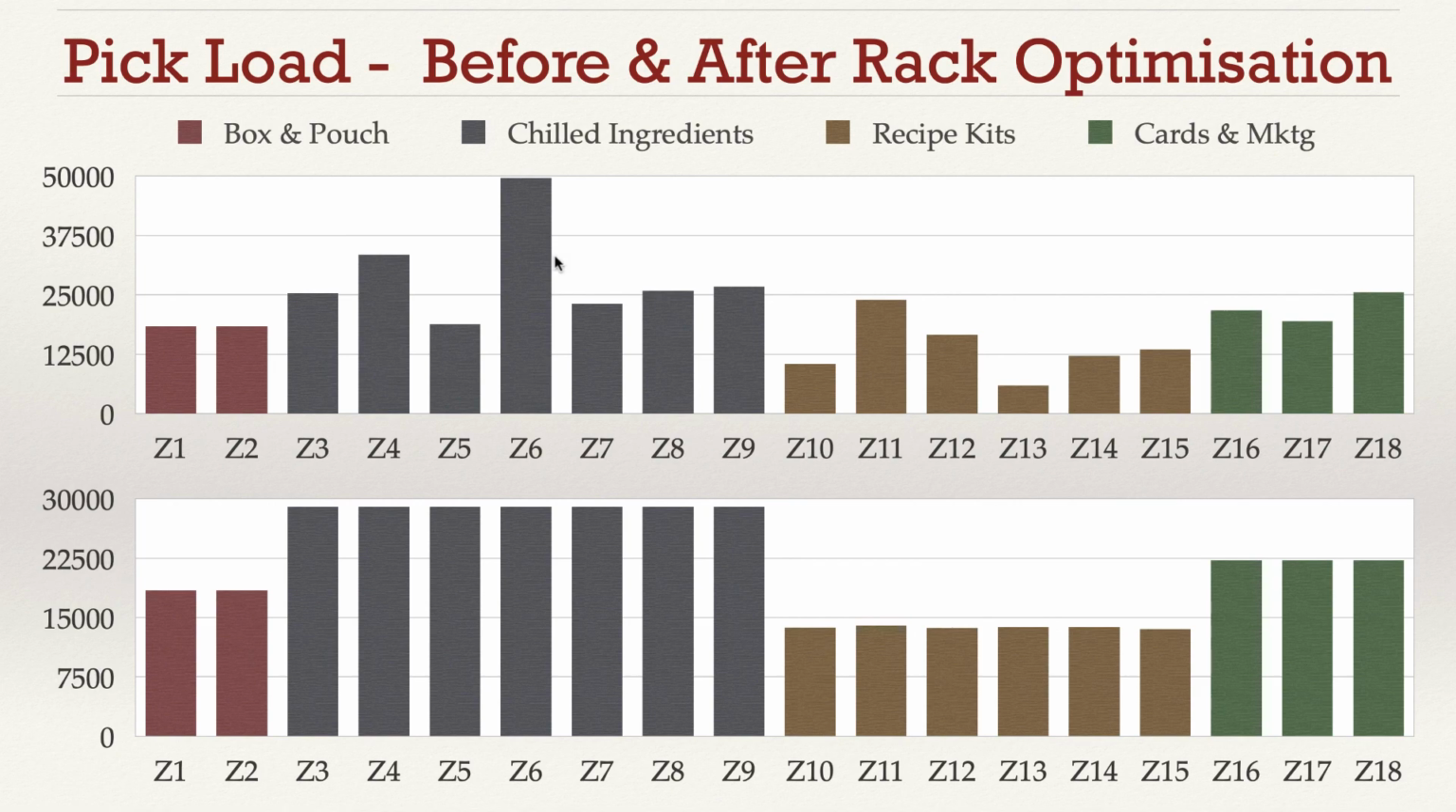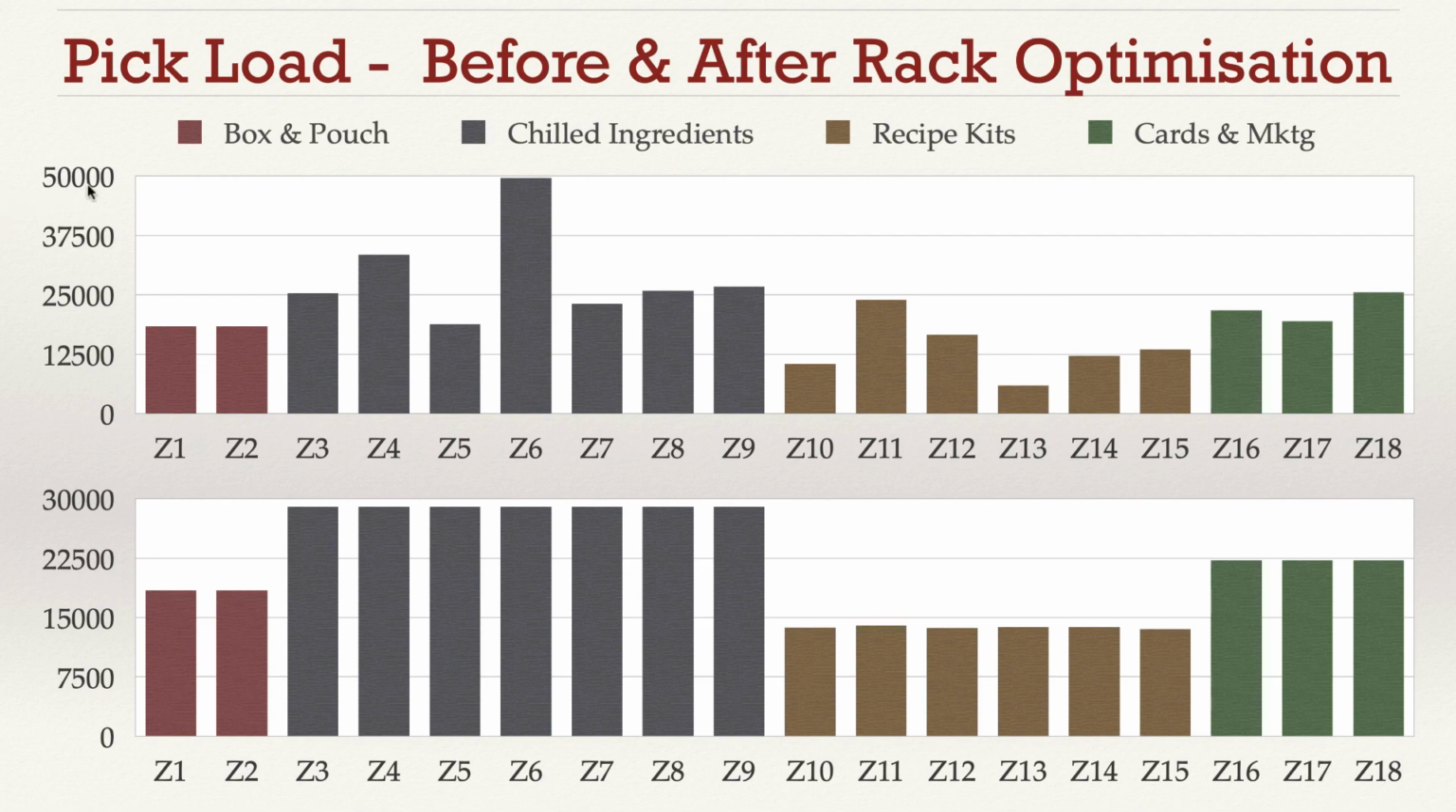Now the top one is achieved by their manual spreadsheet-based rack planning tool. You can clearly see in zone 6 the number of picks is very high, and the one at the bottom is the result of the optimizer. If you sum all these gray ones, the sum will be the same. It's just that we have leveled them, and even this almost perfect-looking leveled pick load considers all the constraints that we have put. Okay, it considers all those constraints. Now, what is the impact?